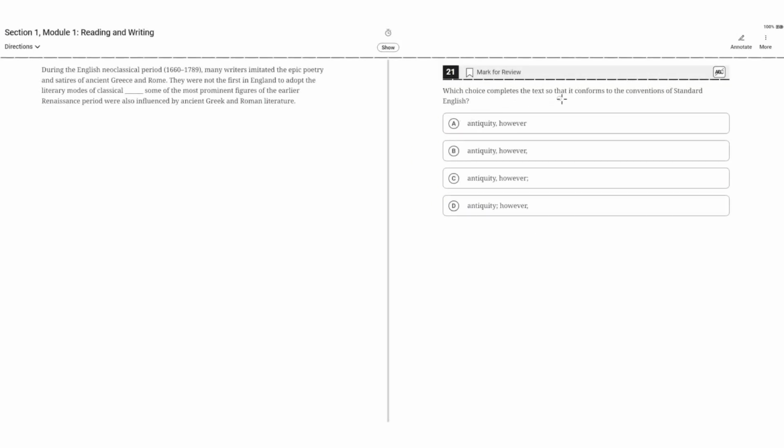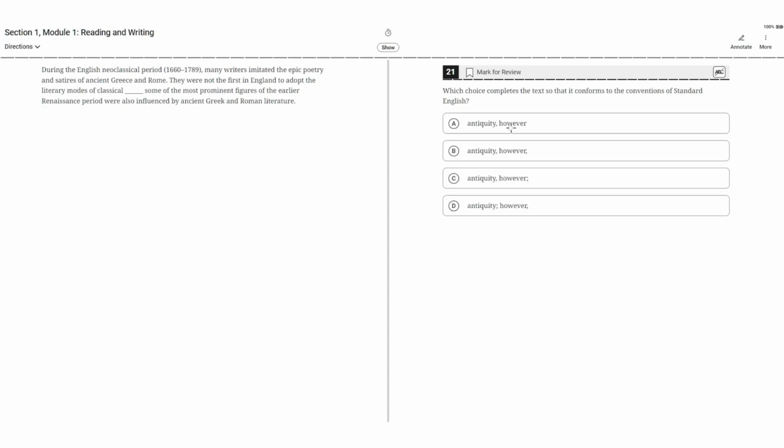Which choice completes the text so that it conforms to the conventions of standard English? During the English neoclassical period, 1660 to 1789, many writers imitated the epic poetry and satires of ancient Greece and Rome. They are not the first in England to adopt the literary mode of classical blank. Some of the most prominent figures of the earlier Renaissance period were also influenced by ancient Greek and Roman literature.